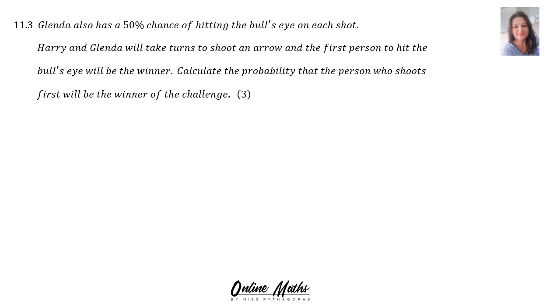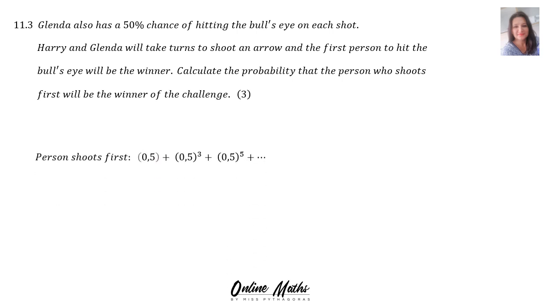11.3. Glenda also has a 50% chance of hitting the bull's eye on each shot. Harry and Glenda will take turns to shoot an arrow, and the first person to hit the bull's eye will be the winner. Calculate the probability that the person who shoots first will be the winner of the challenge.